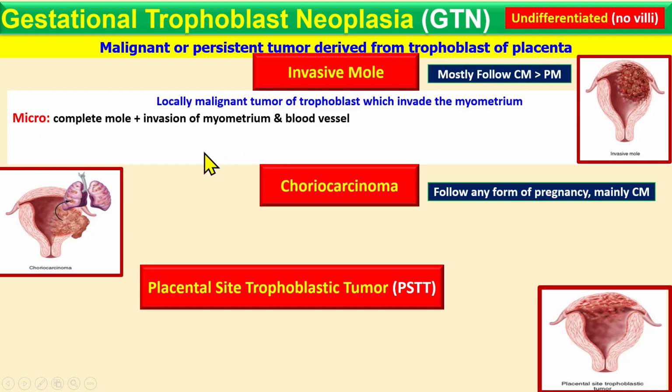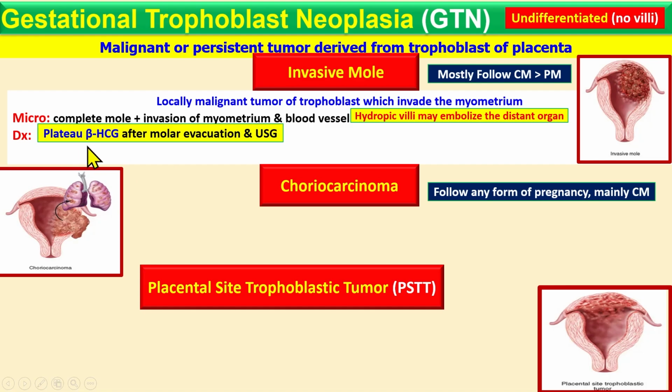In the microscope you see the complete mole, and there is no fetus in this condition. A fetus is present only in the partial mole. You see invasion of the myometrium and the blood vessels. The hydropic villi present here may run into the blood and may embolize to a distant organ. They do not metastasize to the distant organ, but they can embolize there. So there is no metastasis in the invasive mole, but there is embolization; they reach the distant organ but do not grow there.